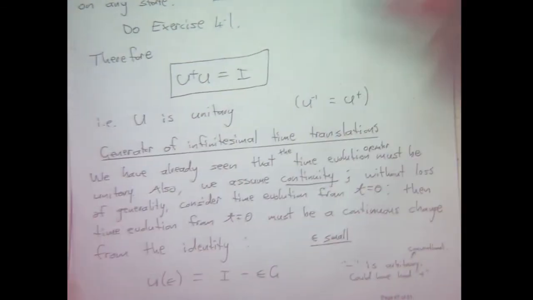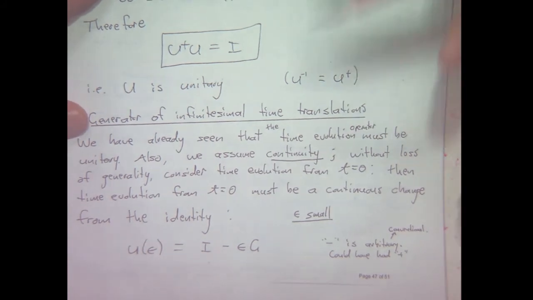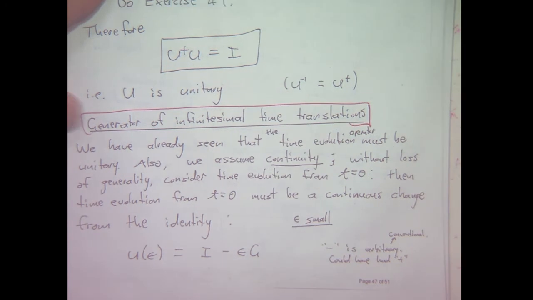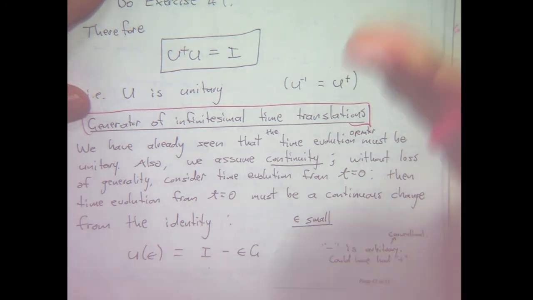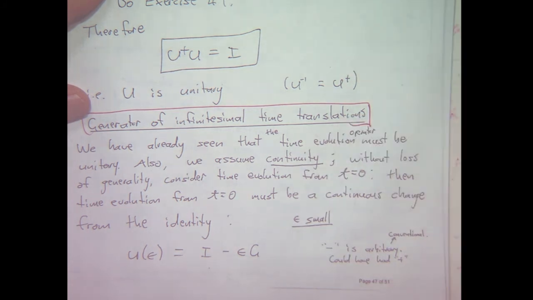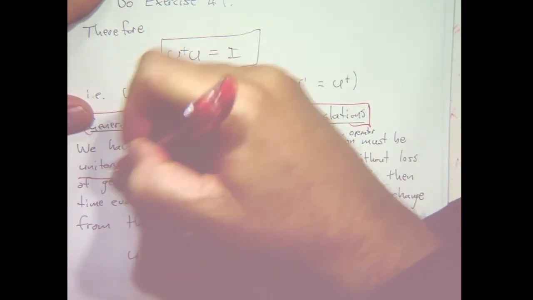Okay, you can read that bit if you want. Now, generator of infinitesimal time translations. So now this ties in with what we've been doing in the classical mechanics part in the last few weeks. But it's actually much simpler in quantum mechanics. So we have already seen that the time evolution operator must be unitary.